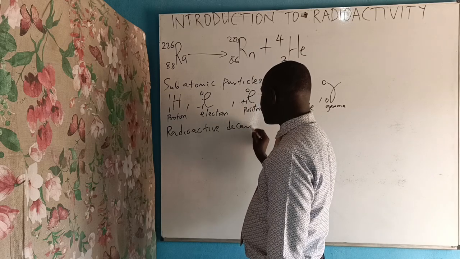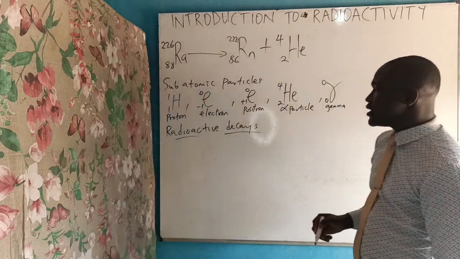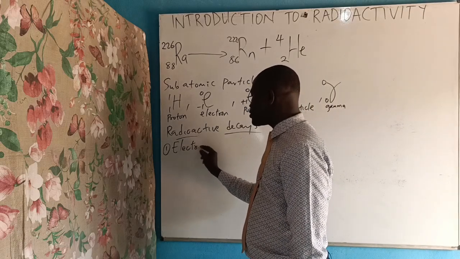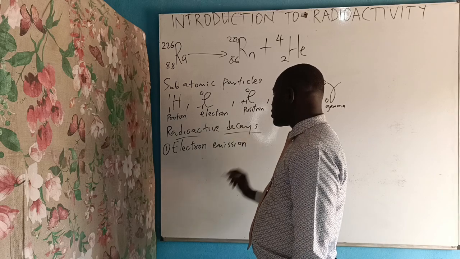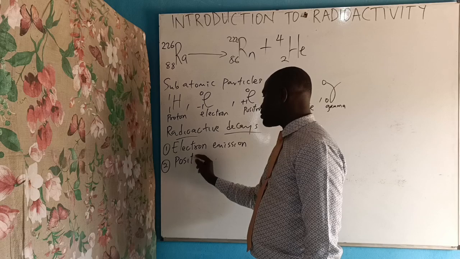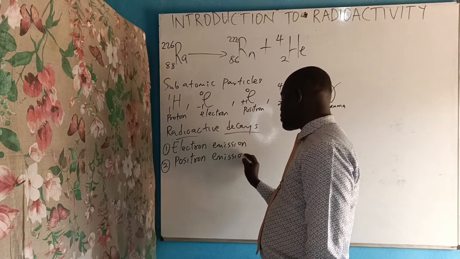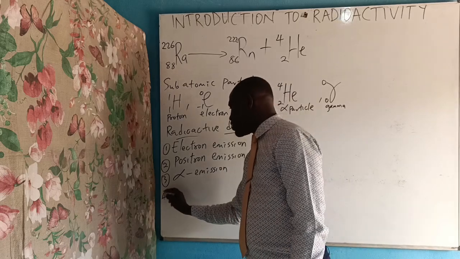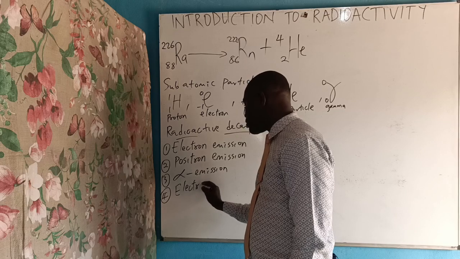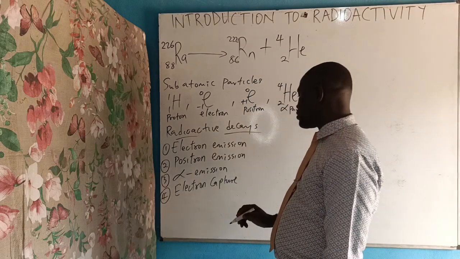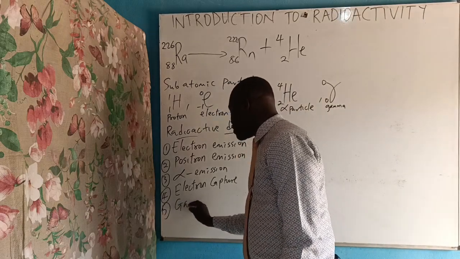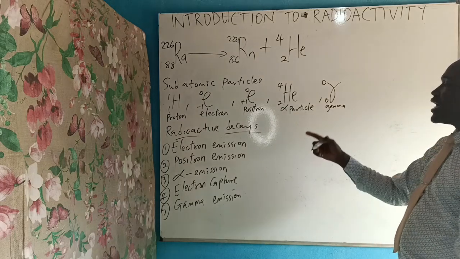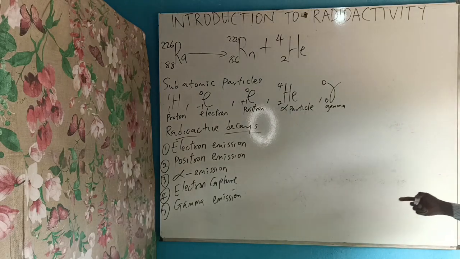Radioactive decays we have. One of it is electron emission. The second one is positron emission. The third one is alpha emission. The fourth one is electron capture. The fifth one is gamma emission. Okay, these are examples of radioactive decays we have. We want to look into them one after the other.